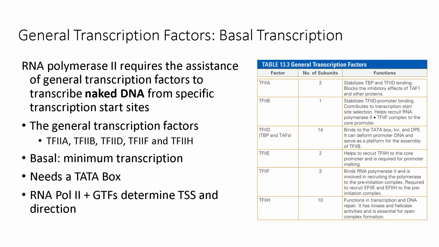In eukaryotes, RNA polymerase II requires the assistance of general transcription factors to initiate transcription. These include TFIIA, TFIIB, TFIID, TFIIF, and TFIIH. Together, they assemble at the core promoter to form the pre-initiation complex. This minimal combination of factors and RNA Pol II is sufficient for basal transcription, which is the low-level, unregulated expression of a gene.